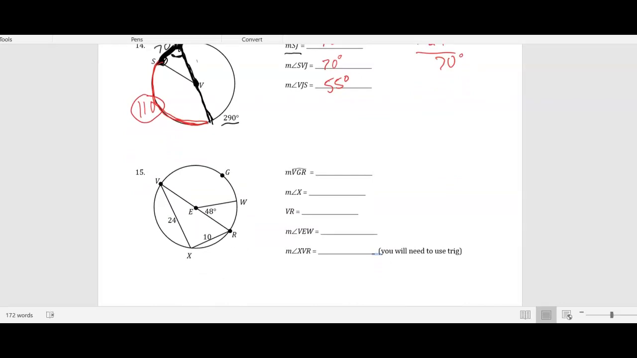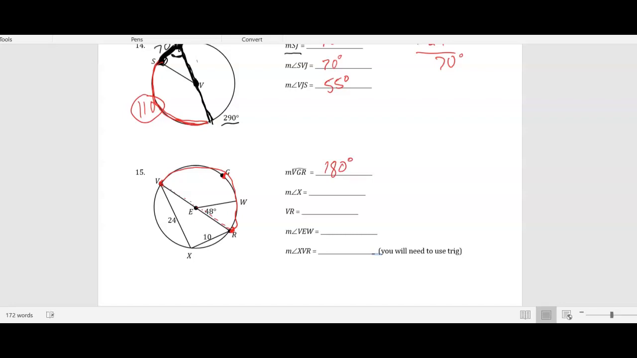So the first thing you're asked is to find the measure of arc VGR. So here's V, here's G, here's R. Notice how when we draw that arc in, it's exactly 1/2 of your circle, because if you look at our diameter here, that's where that arc is created. So we would know that that is 1/2 of our circle. We know that's got to have a degree measure of 180 degrees.